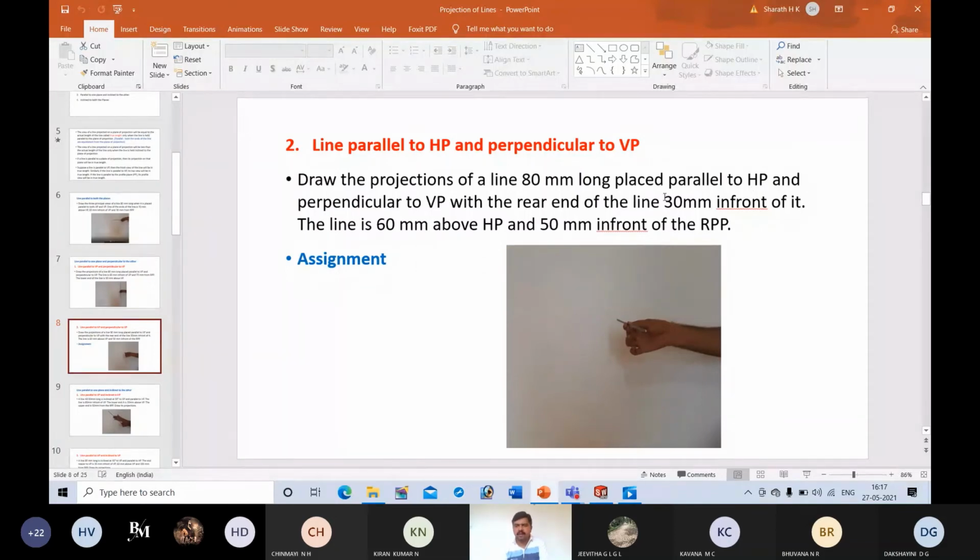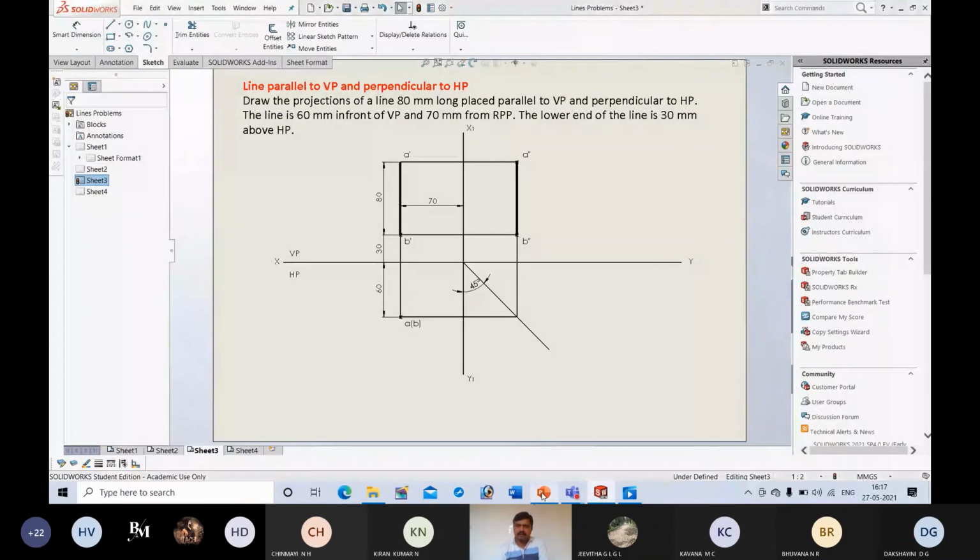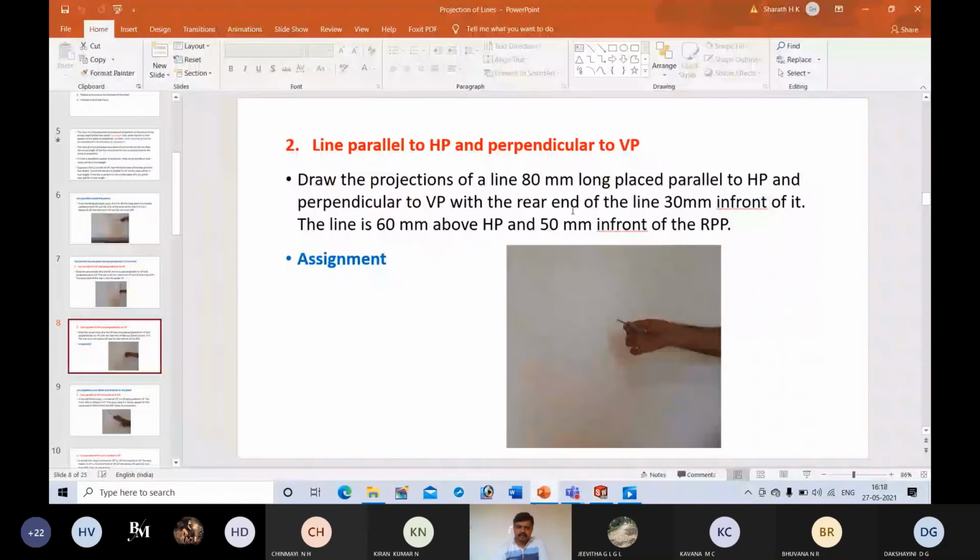Since it is parallel to HP, the view on HP, that is the top view, will be a line, and perpendicular to VP. Since it is perpendicular to VP, the view on VP, that is the front view, will be a point. With the rear end of the line 30 mm in front of it, the line is 60 mm above HP and 50 mm in front of RPP. You can follow the same procedure, but the views will depend on the condition.